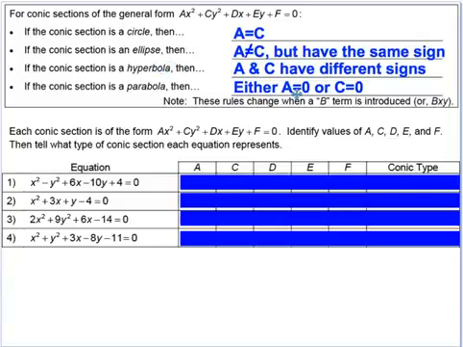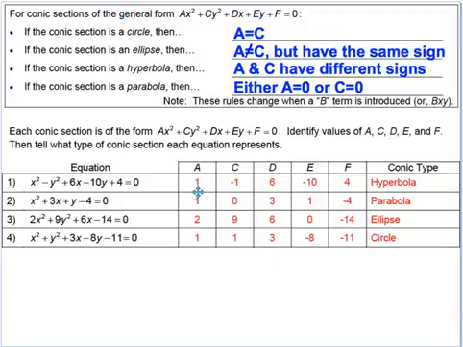Now, if A equals 0 or if C equals 0, then you have a parabola. Okay, so in class, we worked through the worksheet and we identified our A, C, D, E, and F values for each of the equations. And then based on the A and C formula, we figured out what type of conic it was. So these two numbers are the important numbers. We don't care about D, E, or F. They don't tell us anything about the shape of the conic. Okay, so these two numbers, the A value and the C value, determine what conic type you have.